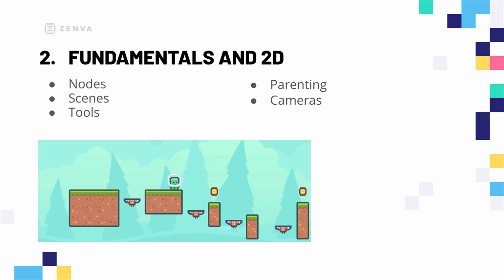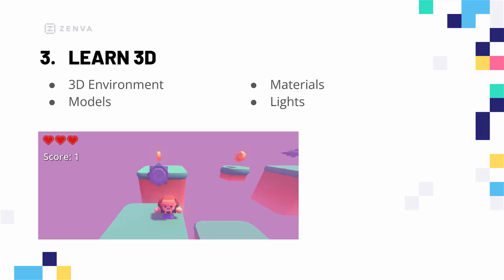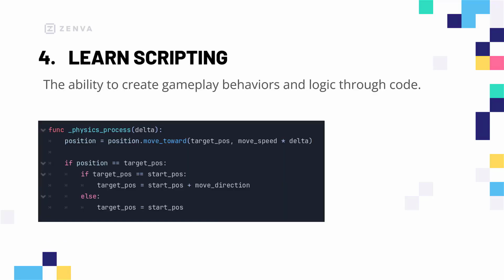We'll then go over the fundamentals of Godot, as well as an introductory look at 2D game development, exploring concepts such as nodes, scenes, tools, parenting, and cameras. Then we'll move over to learning about 3D, looking at how we can create 3D environments, looking at 3D models, materials, and lighting. Then we're going to move on to the second half of the course, which is going to cover scripting, which is essentially writing down code to provide gameplay behaviors.